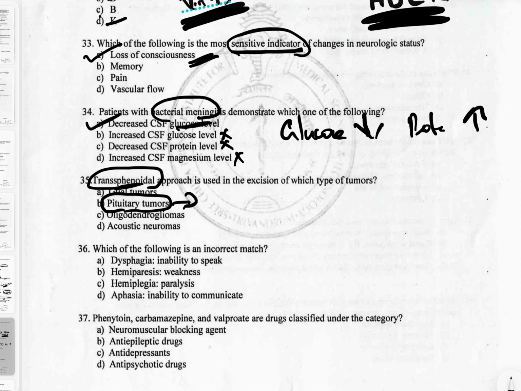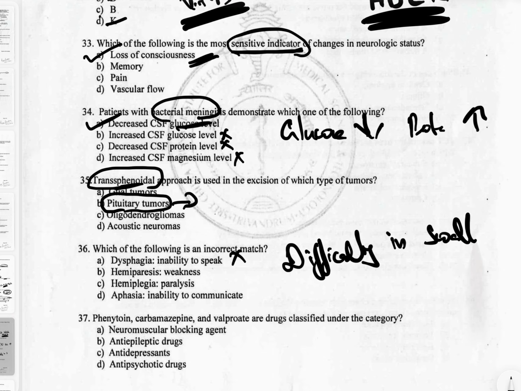Next question is, which of the following is an incorrect match? Let's see. Option A is dysphagia, inability to speak. That is wrong. Dysphagia is difficulty in swallowing. Hemiparesis is weakness, that is right. Hemiplegia is paralysis, right. Aphasia is inability to communicate. So incorrect match is dysphagia, inability to speak. Dysphagia means difficulty in swallowing.